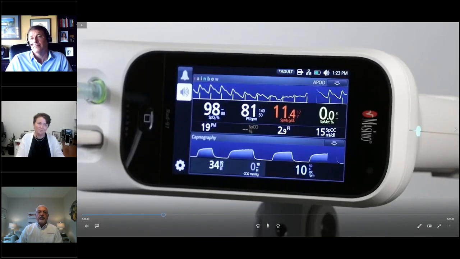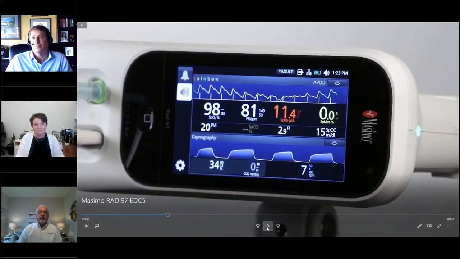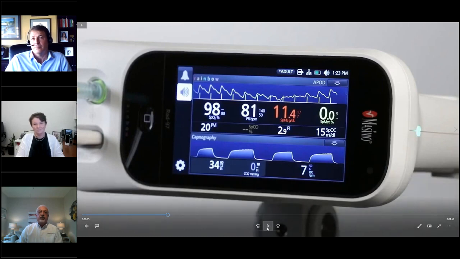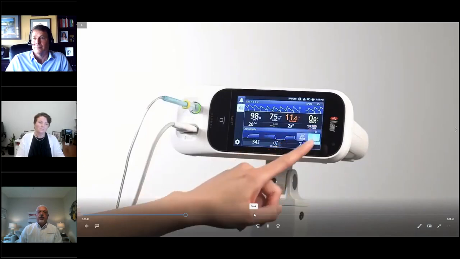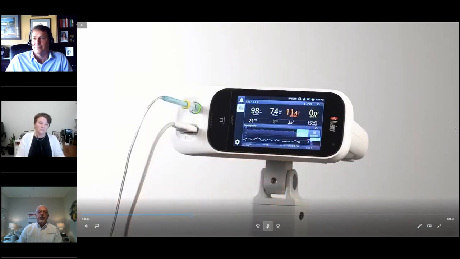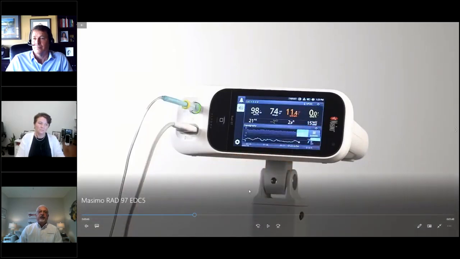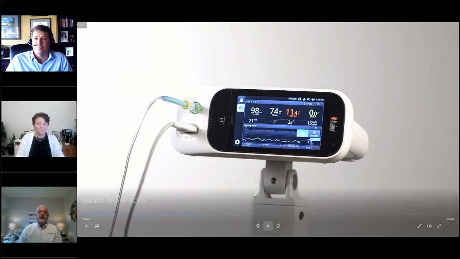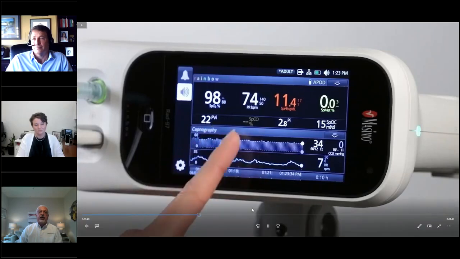The RAD97 also comes with a blood pressure cuff that allows you to monitor the patient's blood pressure as well as the SpO2, heartbeat, or the CO2. It is a very robust tool. It is designed to deliver the telemetry to the nurse's station or to your PI or to your CRA.